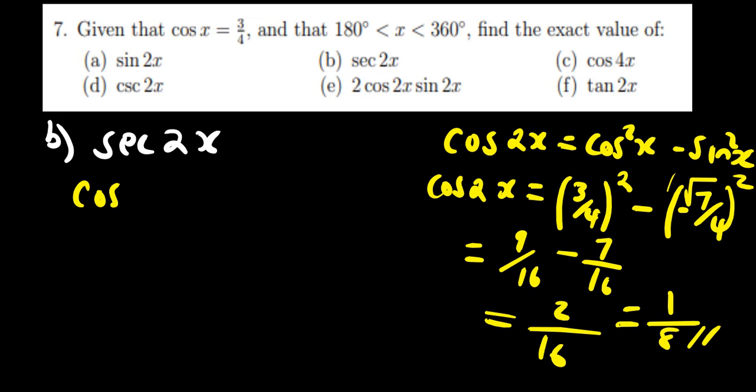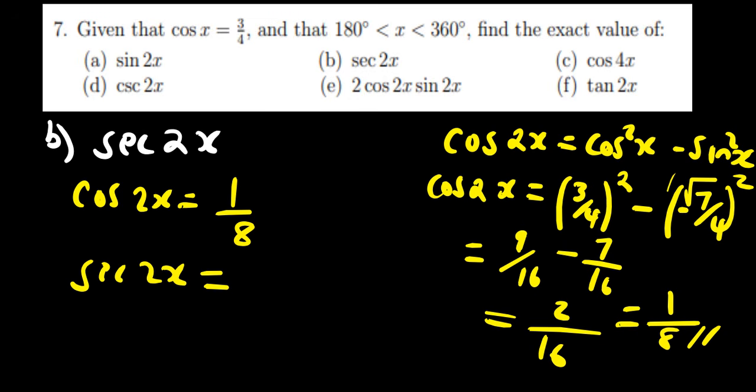Now if cos 2x is equal to 1 over 8, what will be sec 2x? Sec 2x, being the opposite, will just be 8. Okay, and it is positive, because of what we've been given here. Now let's solve, which other one can we solve? Let's solve the last one.